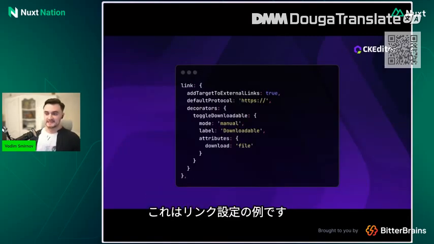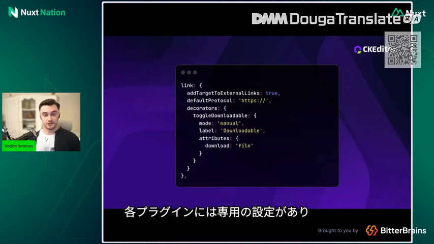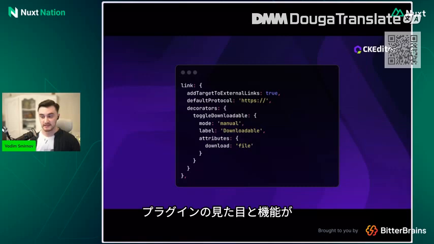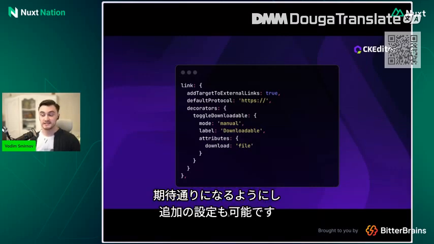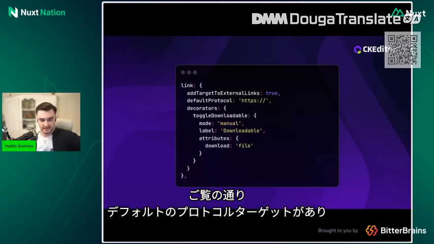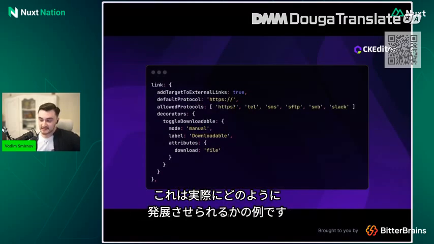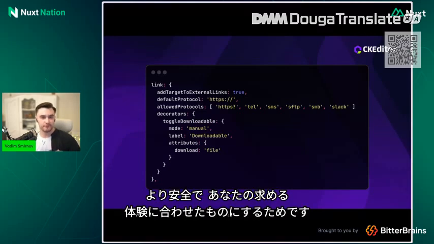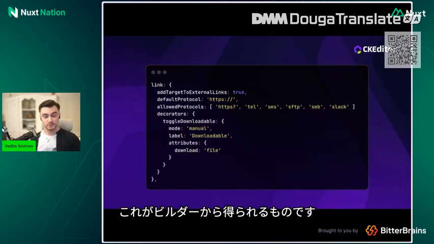And this is an example of the link configuration. Each plugin has its dedicated configuration, so you can configure it to your needs and add some extra options to make sure that the plugin looks and functions as you expected. As you can see, we have default protocol, targets to external links, and stuff like that. And this is an example of how you can move it a bit forward. I just added one extra configuration, which is allowed protocols, just to make it more secure and more tailored for your exact experience. So this is what you get from the Builder.